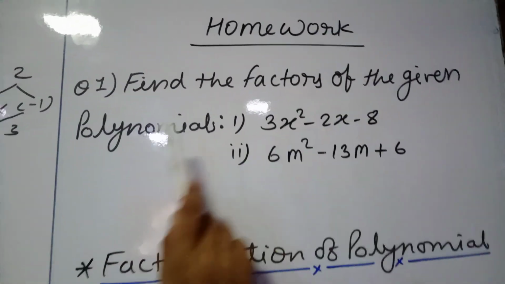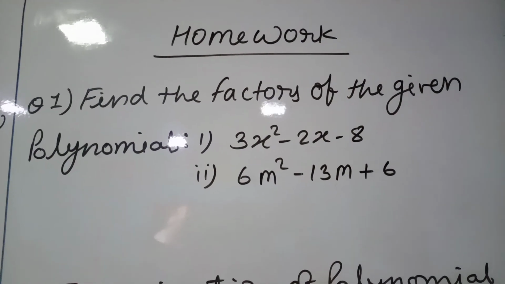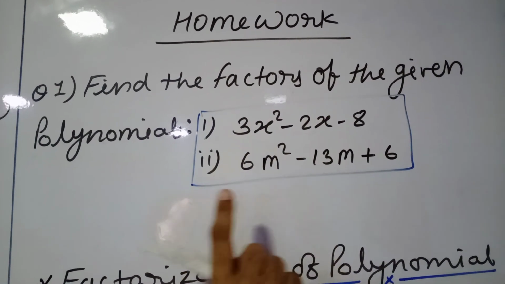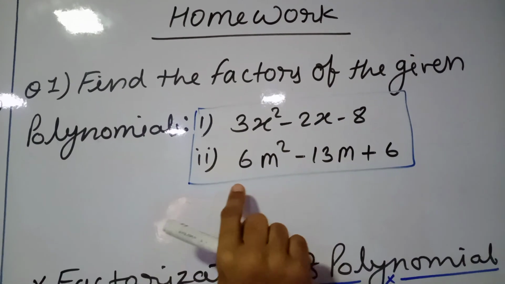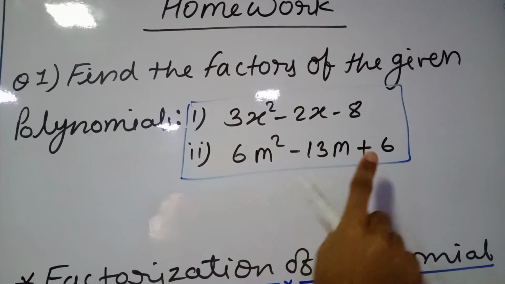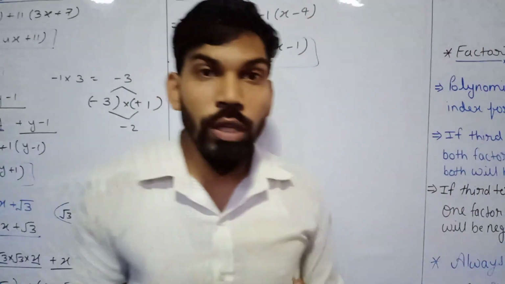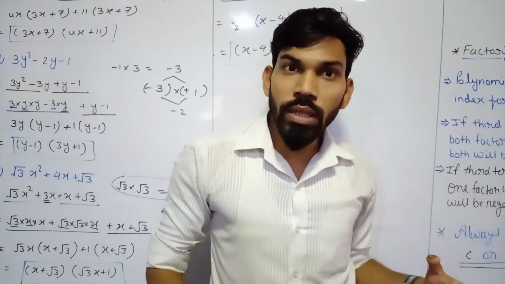Find the factors of the following given polynomials. Very simple, 2 sums are here. You should be able to solve them: 3x square minus 2x minus 8, and 6m square minus 13m plus 6. Follow what we learned and try to solve them.